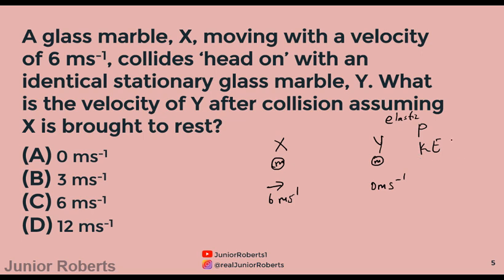Now, since we know that kinetic energy is equal to half mv squared, and we're saying that the kinetic energy before is equal to the kinetic energy afterwards, and since the two marbles are of identical mass, and marble X was moving with a velocity of 6 meters per second, since kinetic energy will be conserved, marble Y must move off with a velocity of 6 meters per second. So our answer here will be 6 meters per second. So let's move on.